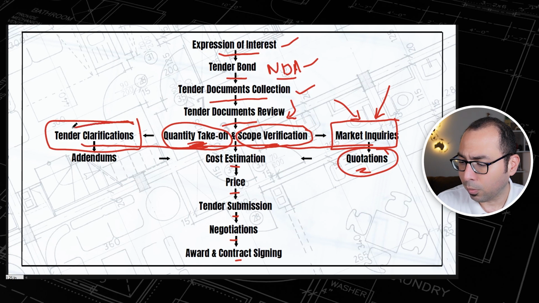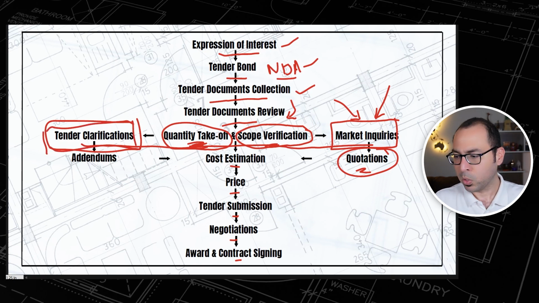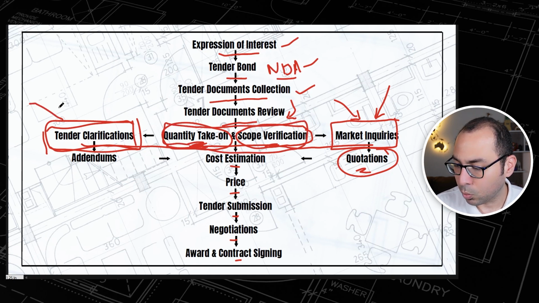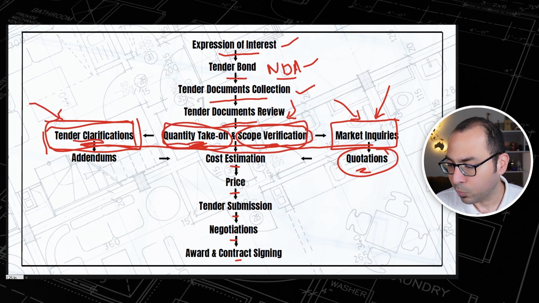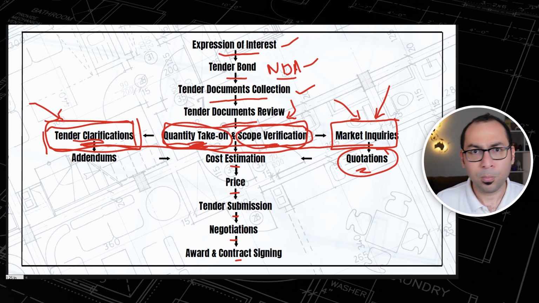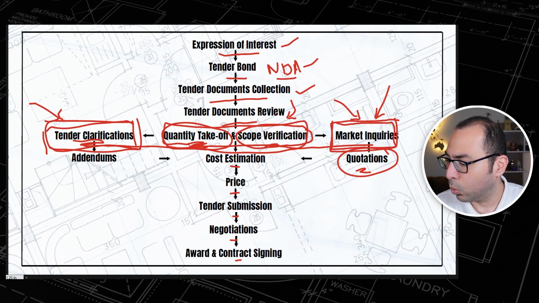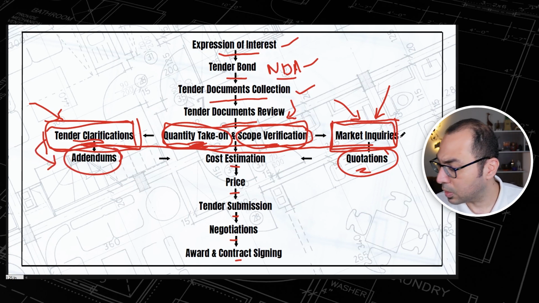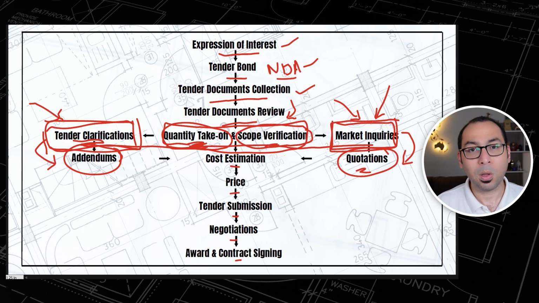So you will take all of that and send your tender clarifications to the consultant. While you are doing the takeoff and the scope verification, the consultant will be working on clarifying the tender questions or whatever problems are there, and also the suppliers and subcontractors will be working at the same time to prepare the quotations. So by the time you finish your takeoff and verification, you will receive addendums from the consultants for the clarifications, and you will also receive quotations from the market.